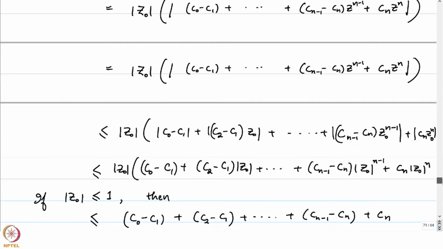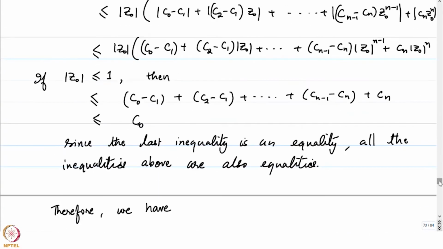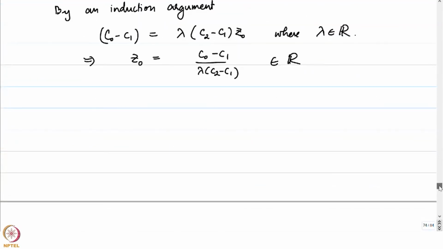So let's go back to what happened. We have assumed that the absolute value of z0 is less than or equal to 1. Then we have proved that z0 should necessarily be a real number. But we are still not through. We have to show that there is some contradiction, because it cannot have absolute value less than or equal to 1. That's what we have to prove, right? Okay, so what will we do next?